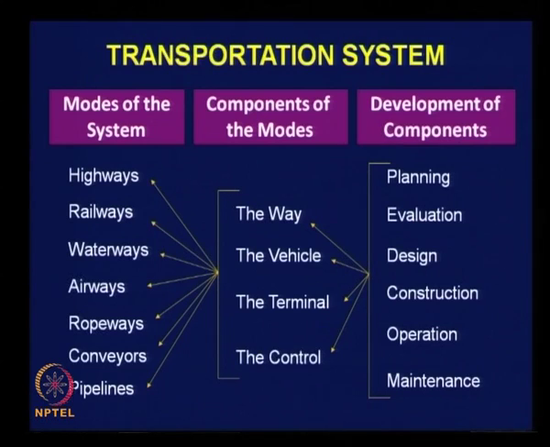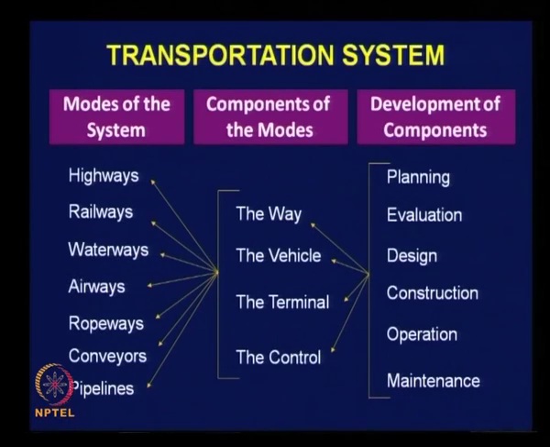It is equally applicable to other components too, the vehicle system, the terminal system, as well as the control. Now if you think of comprehensive study of transportation system as a whole, it implies the study of all the 6 steps related to all the 4 components in respect of all the 7 modes. That is what is really understood by a comprehensive study of transportation system.